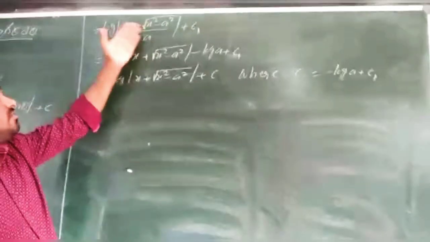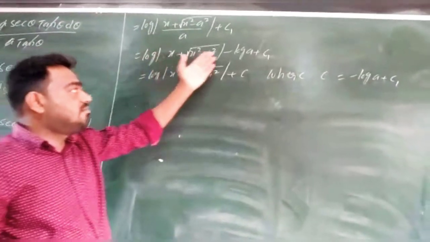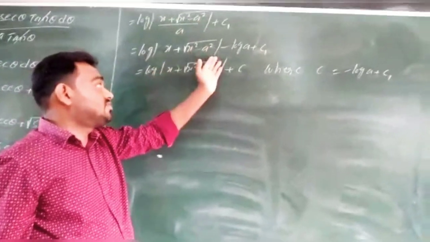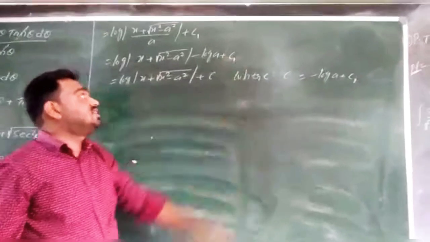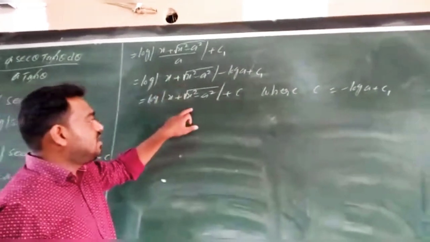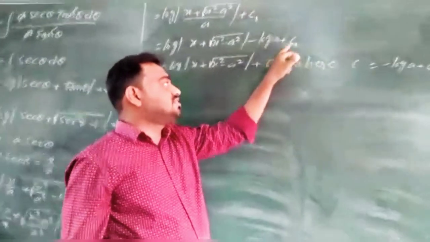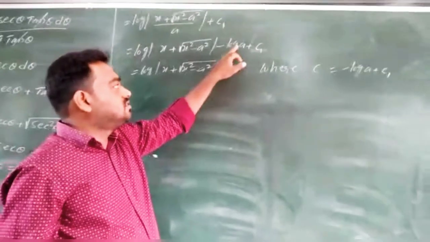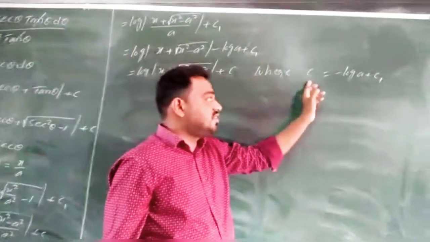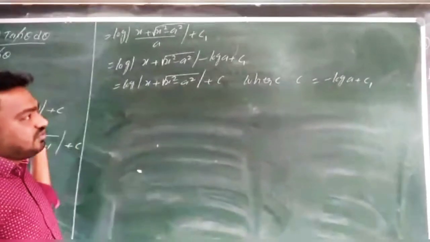This is in the form of log of a by b. Using the formula log a by b equals log a minus log b, we get log of x plus under root of x square minus a square, minus log a, plus c1. This is log of x plus under root of x square minus a square, minus log a plus c1, which I am assuming as c, where c is minus log a plus c1. So this is the proof of the fifth one.